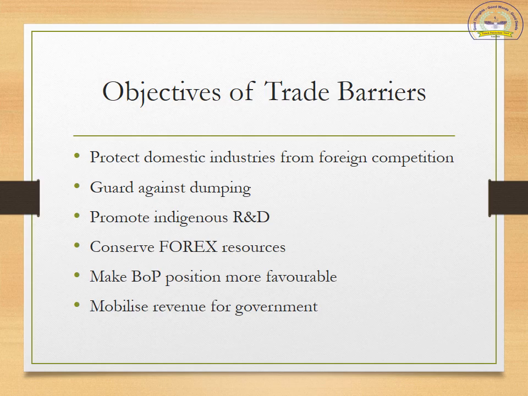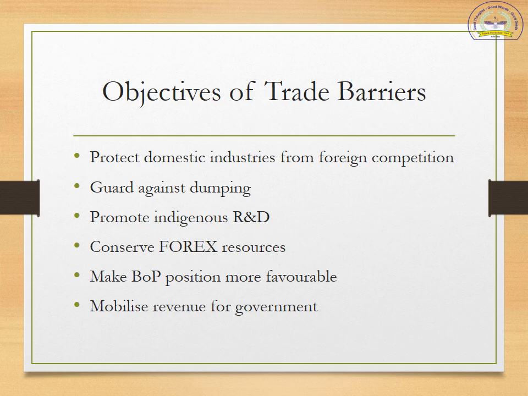The objectives of trade barriers are to protect domestic industries or a certain sector within the domestic industries from any foreign competition, especially if there are sunrise industries in the domestic economy. They have to be protected from foreign competition. Trade barriers also help to protect the economy against dumping, especially from the rich countries who want to vent out their surplus production into the lesser developed or developing nations.